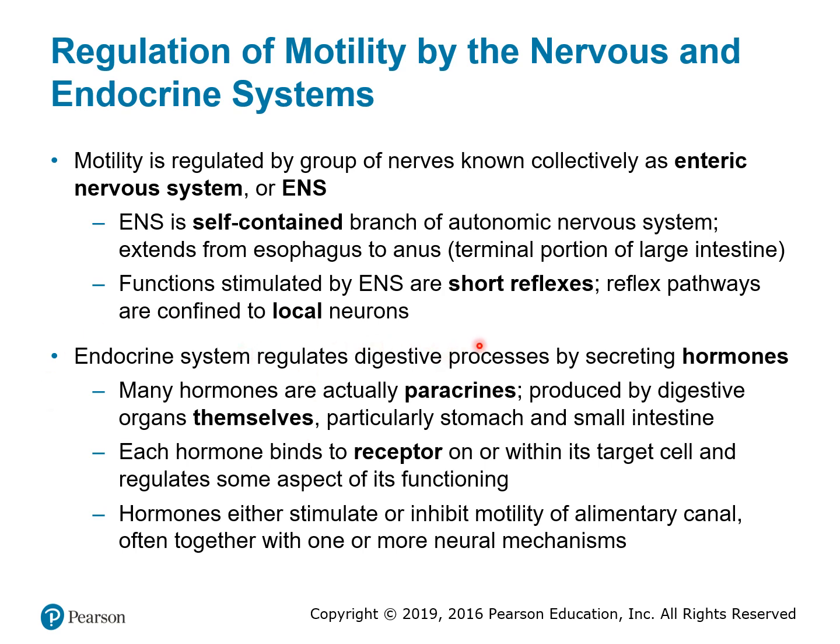Many hormones are actually paracrines, which are produced by the digestive organs themselves, particularly the stomach and the small intestine. These two have their own hormones produced depending on what the digestive process needs. Each hormone has a receptor which binds to the target cell, whatever the cell is, and regulates a function. Hormones are signals that are sent to either stimulate or inhibit motility in the alimentary canal, and they also help join the neural mechanisms.